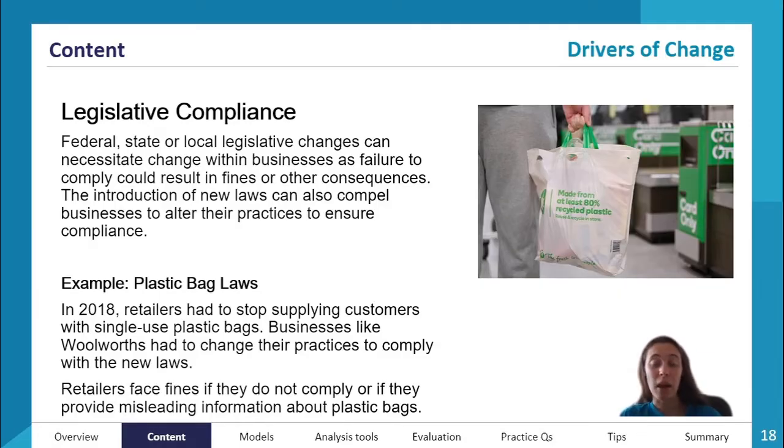We've got plastic bag laws as an example. Again, in 2018, retailers had to stop supplying customers with the single-use plastic bags we used to see all the time, and they had to change their practices as a result of those laws, and they would face fines if they didn't comply, or as well if they gave some misleading information about plastic bags, then that would also result in some kind of consequences too.